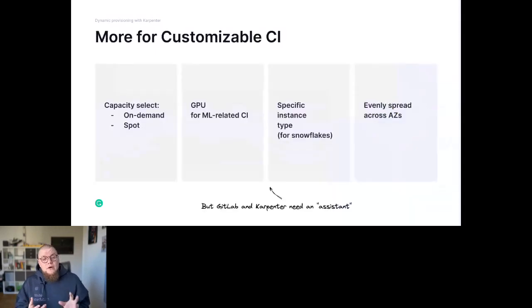Okay, so a user can set an AWS account and resource request from GitLab CI config, but how about other stuff? Control of on-demand and spot launch, or sometimes GPU for ML-related automation, or maybe they need a particular instance type and family for whatever reasons. Well, GitLab cannot tell Karpenter how to do that, but there is another thing that can.